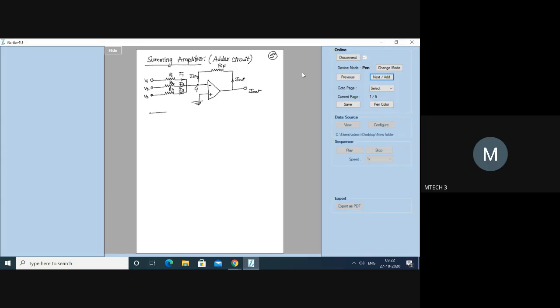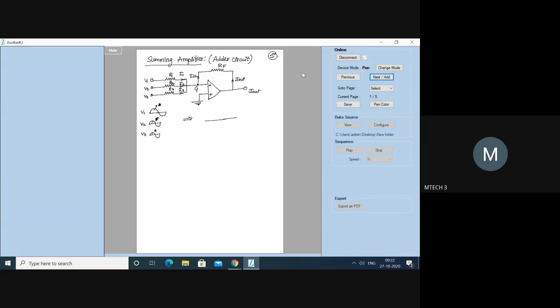Let me say it like this with a simple example: V1 is one input, V2 another, and V3. What is the output expected? Just as an example, here I am having voltage level A, here voltage level B, here voltage level C. Or you can take V1, V2, V3 as the voltage levels. What is the output expected? This is called a summing amplifier.